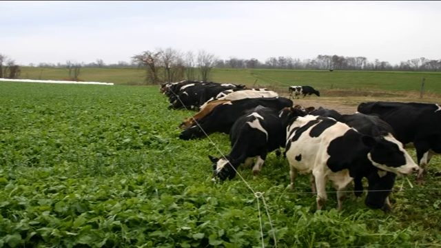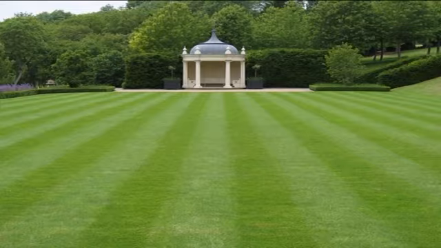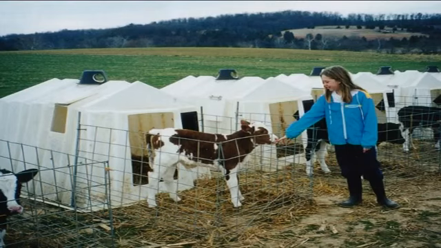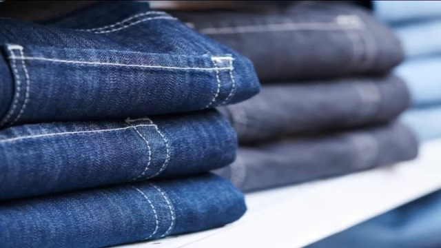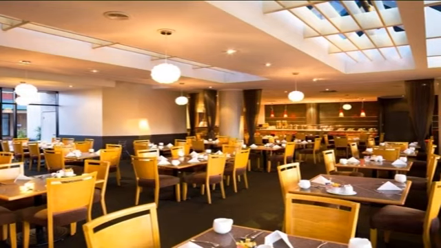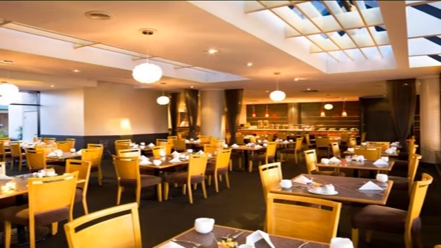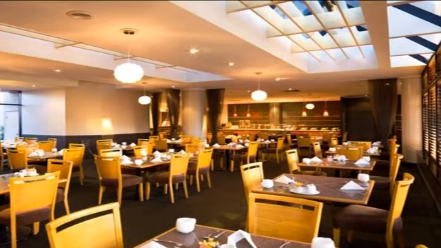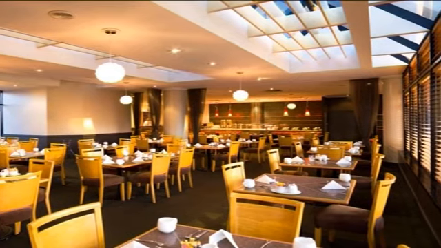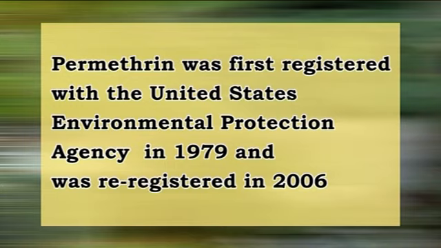They may be used on food and feed crops, on ornamental lawns, on livestock and pets, and on clothing. Permethrin may also be used in places where food is handled, such as restaurants. Permethrin was first registered with the United States Environmental Protection Agency in 1979 and was re-registered in 2006.